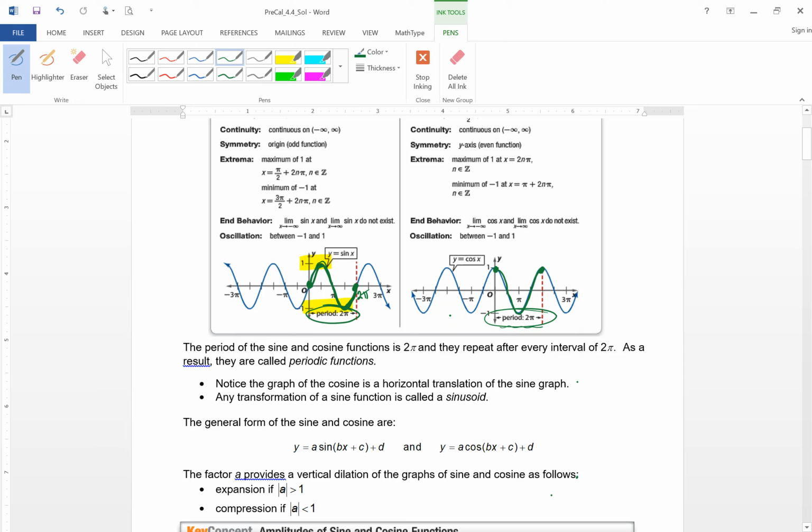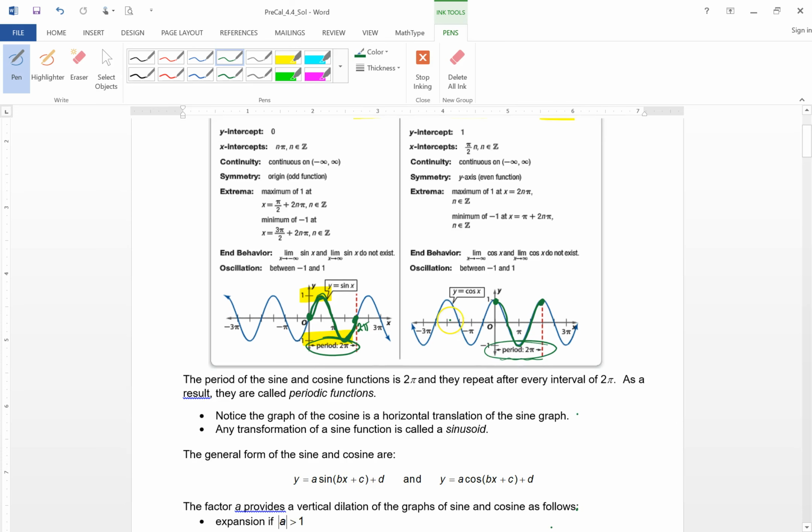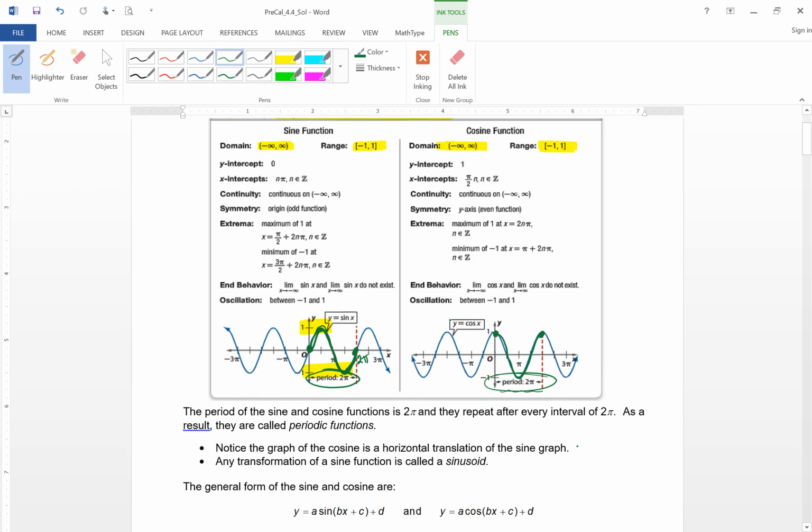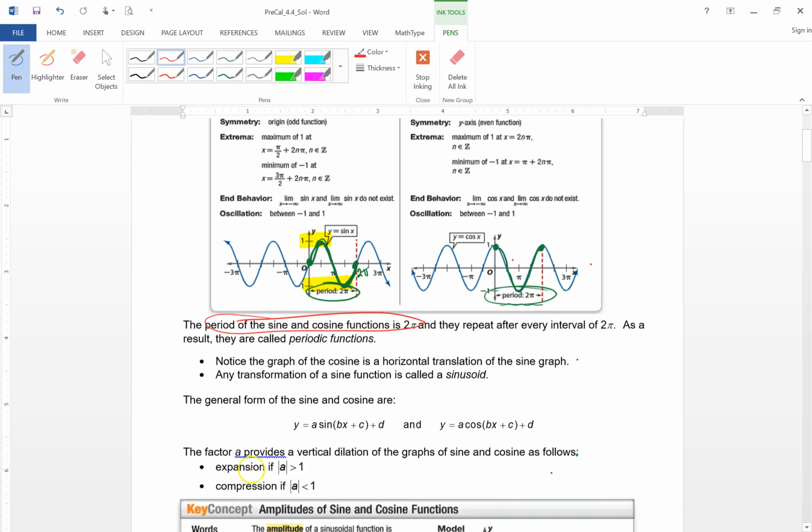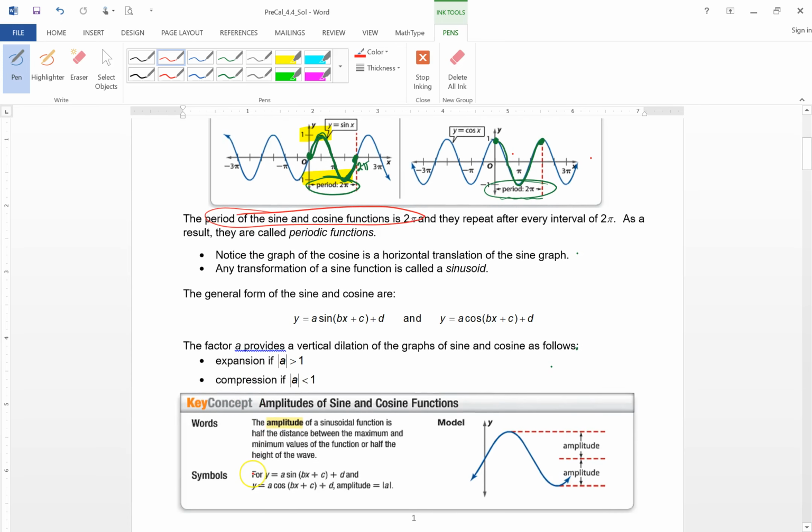Okay? That's always true. So the three things you have to remember right now are domain is all real numbers, range is -1 to 1, and that applies to both, and the period is 2 pi. Okay? That means that's how long it takes for them to complete one cycle. All right. This is how the equations look for sine and cosine.